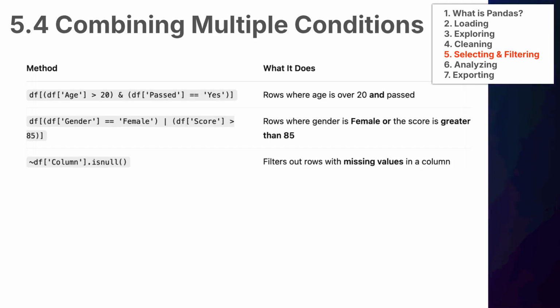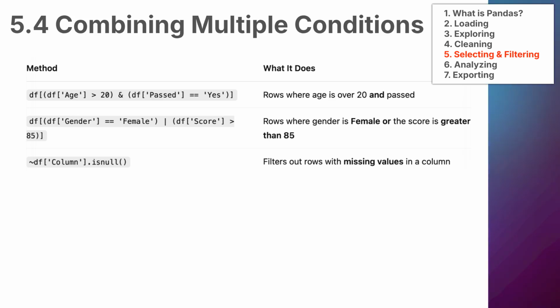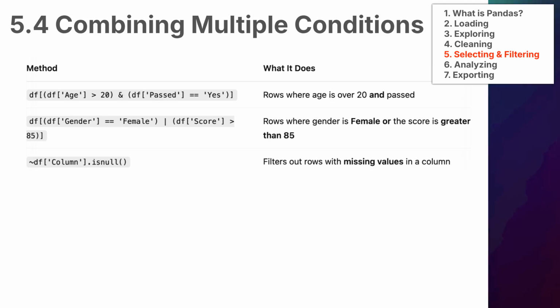Four, combining multiple conditions. This is like saying, show me students who are over 20 and passed, or show me students who are either female or scored above 85. Let's break it down one by one.